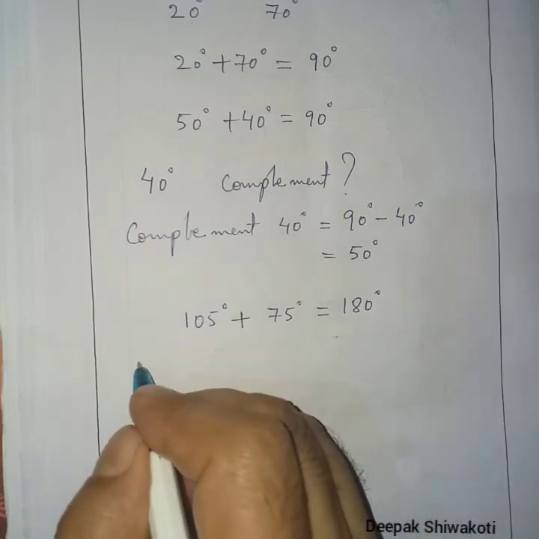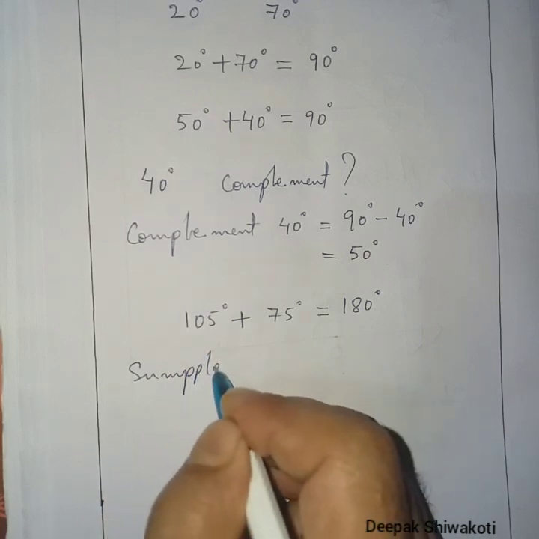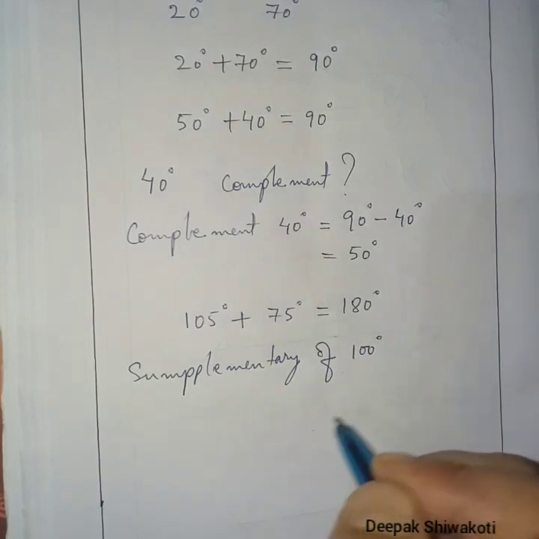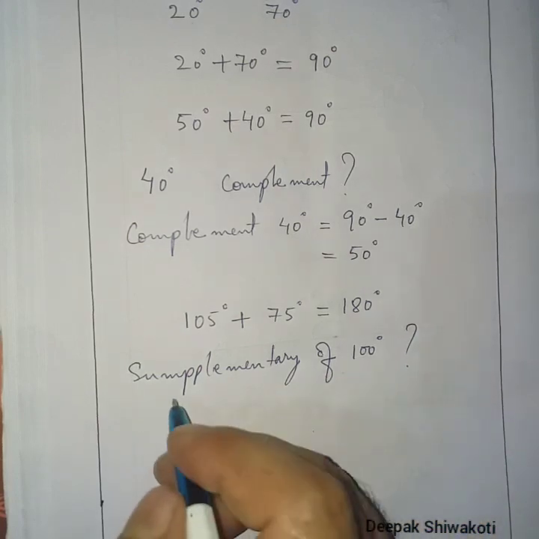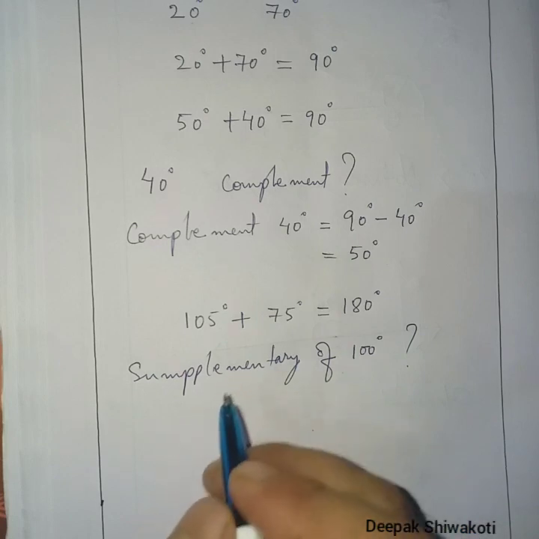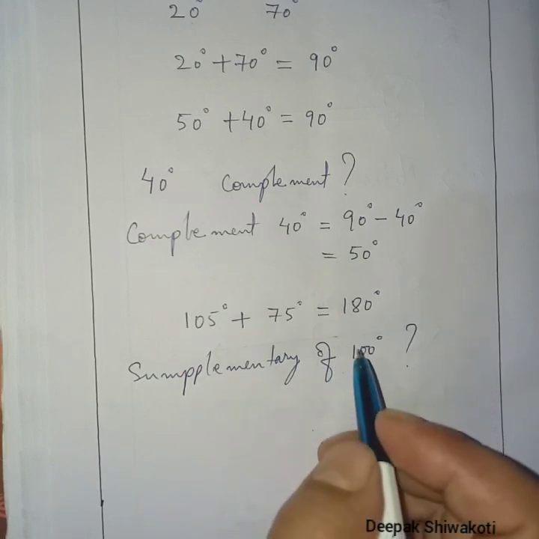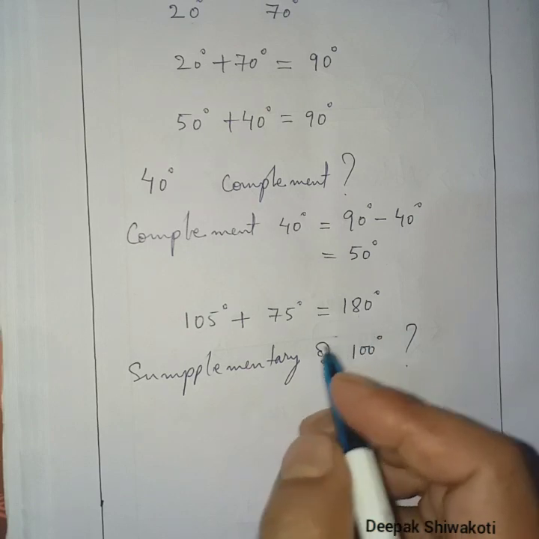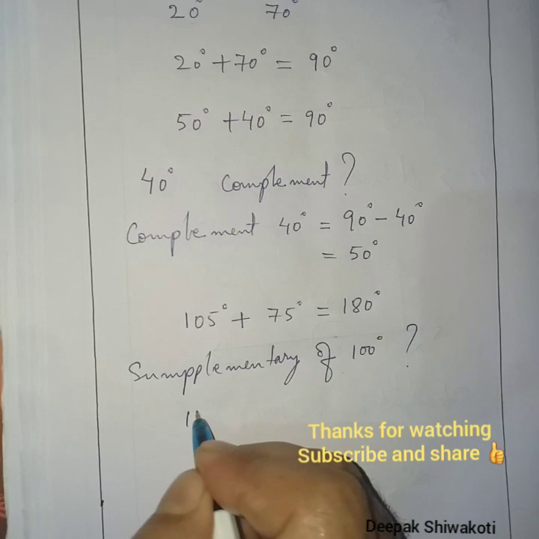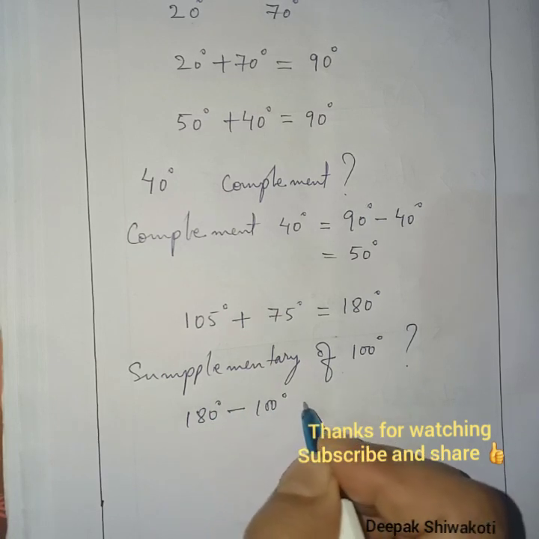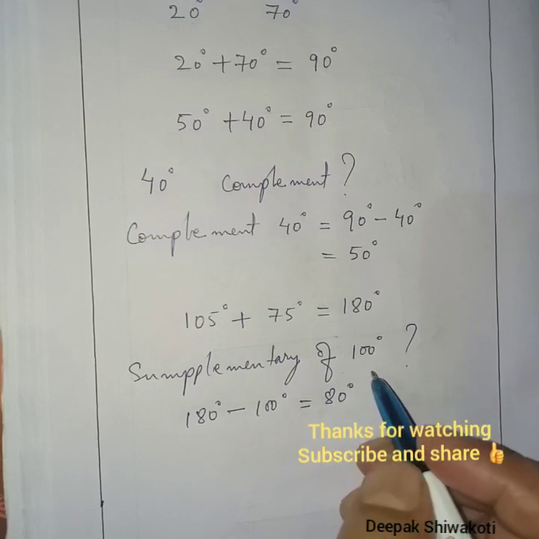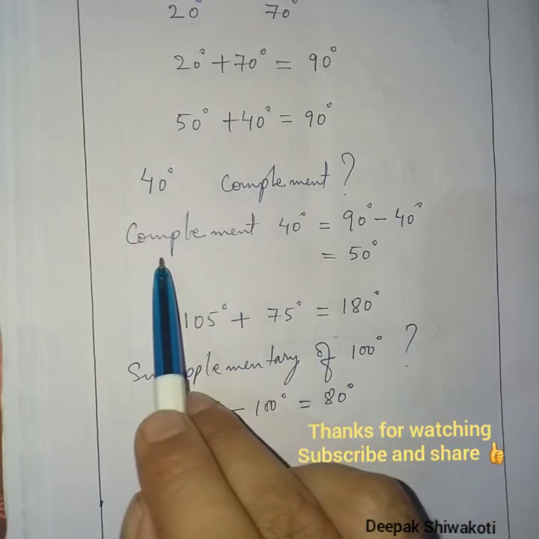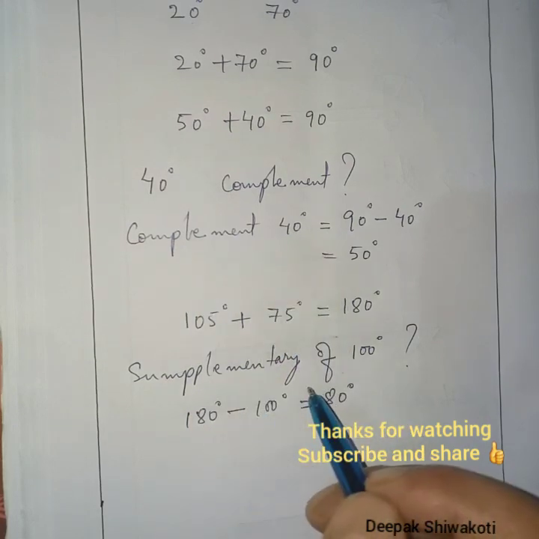So supplementary of, suppose supplementary of 100 degree, if you want to find, then what to do? Okay, so as the sum is 180 degree, the supplementary of 100 degree will be the difference of 180 and 100. That is, if we subtract 100 from 180, then we'll get the supplementary of 100 degree. That is 180 minus 100 degree. So we are getting here 80 degree. The supplement of 100 degree is 80 degree. So I hope you have understood the meaning of complementary and supplementary angles with these examples.